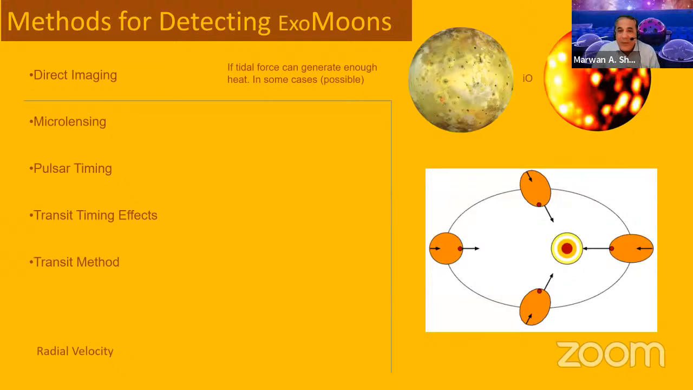But what if the exomoon is generating some kind of heat because of the tidal forces influenced by its giant parent planet, like the case of Jupiter and Io, for example, its closest moon. So if this is Jupiter, you see Io orbiting Jupiter, and what you see here is that the tidal forces are squeezing the moon itself.